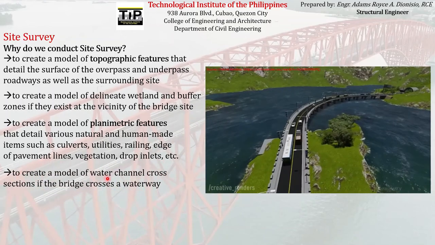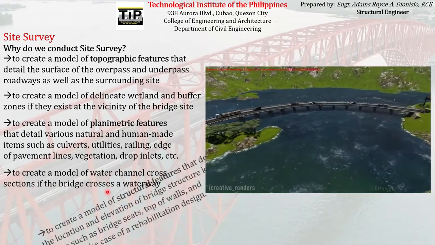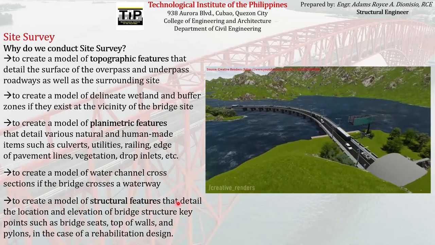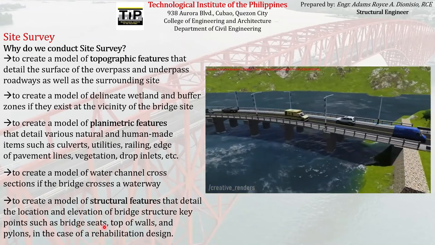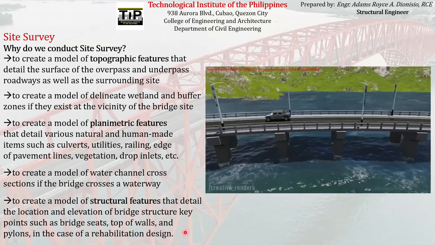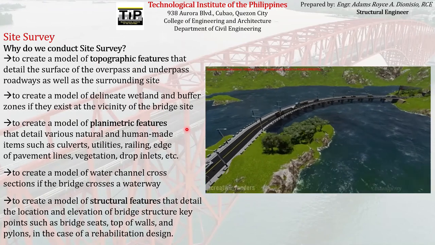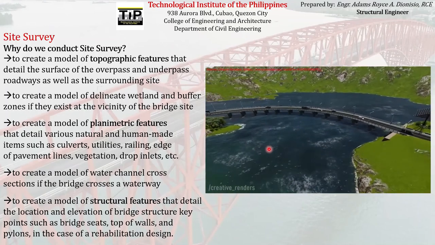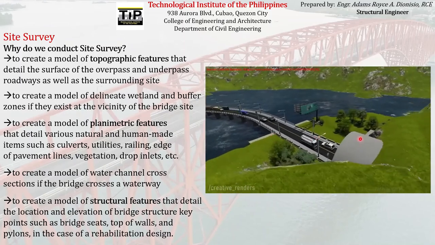And to create a model of water channel cross sections if the bridge crosses a waterway. And lastly, we conduct site survey to create a model of structural features that detail the location and elevation of bridge structure key points such as bridge seats, top of walls, and pylons in the case of a rehabilitation design. So basically, overall, we conduct site survey because we want to have a model of the actual site where we are planning to build our bridge or highway project.